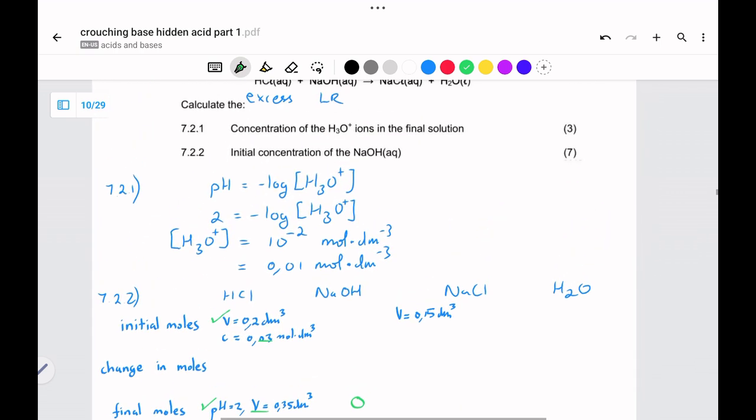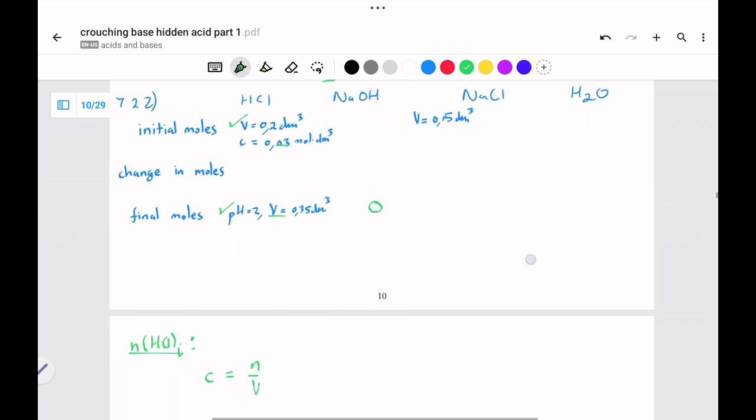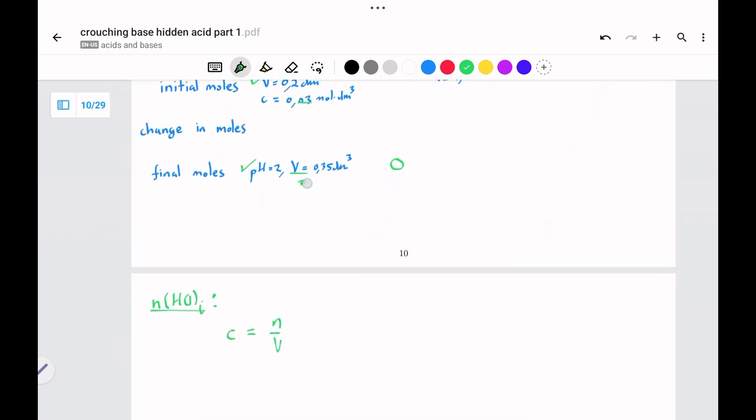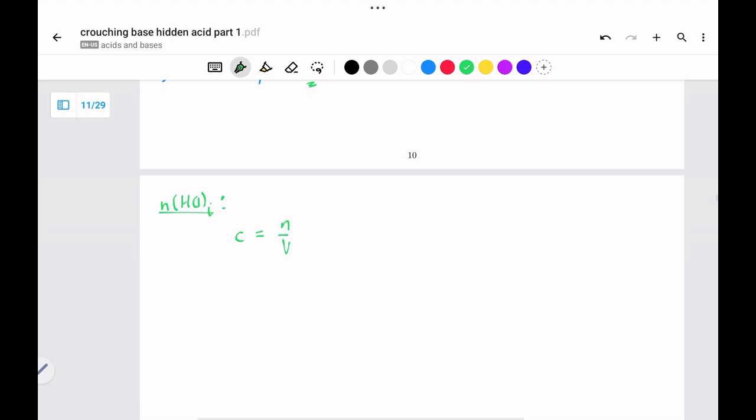Okay, I was just checking what I've already calculated, but this was for the final state. So I've partially done the work for this, but we're on the initial state now. So the concentration was 0.03 moles. What I'm looking for, the volume is 0.2. So that is 0.0, it's 2 zeros and a 6.